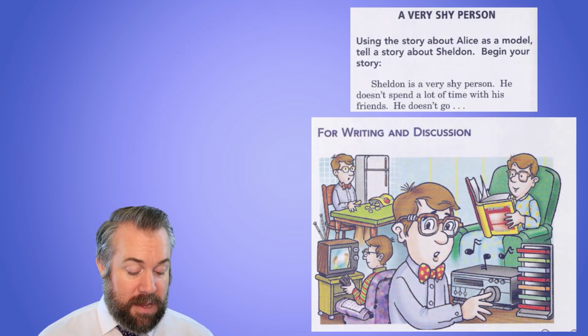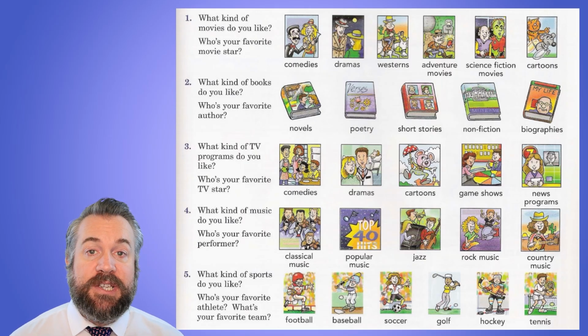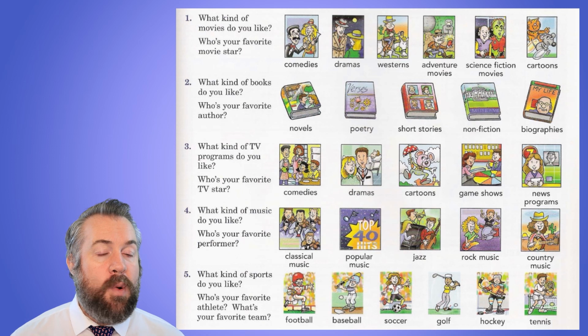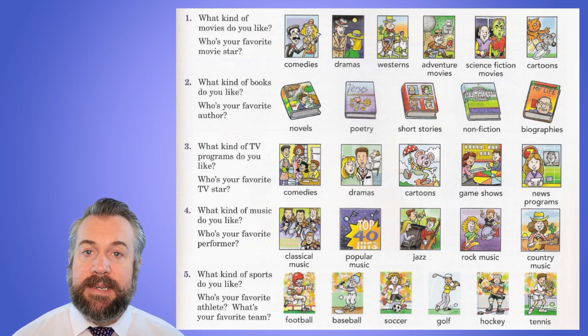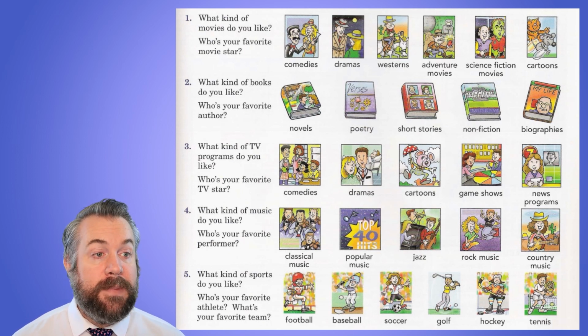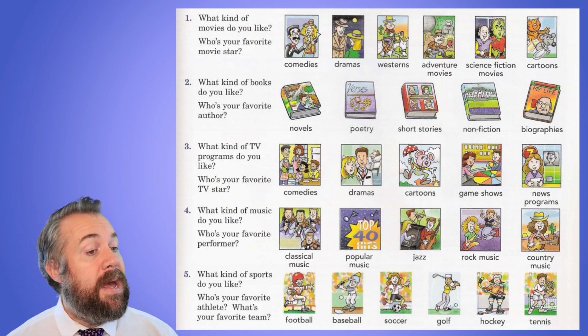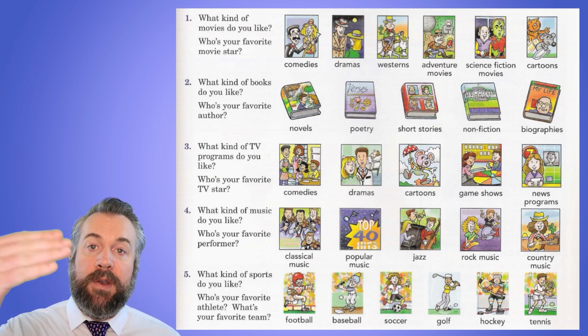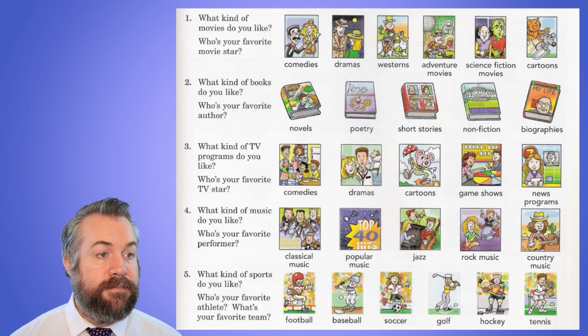Okay. There is one more page. Well, actually, there are two more pages. Page 95 first gives you some questions to interview a friend or a family member about their likes and dislikes. As we can see, we have 5 questions, and each question has a follow-on question to get more detail.